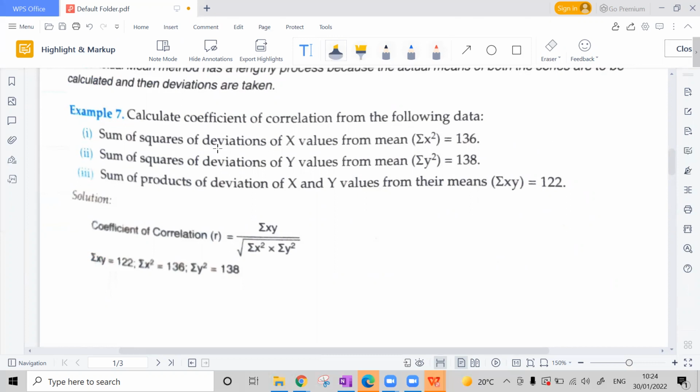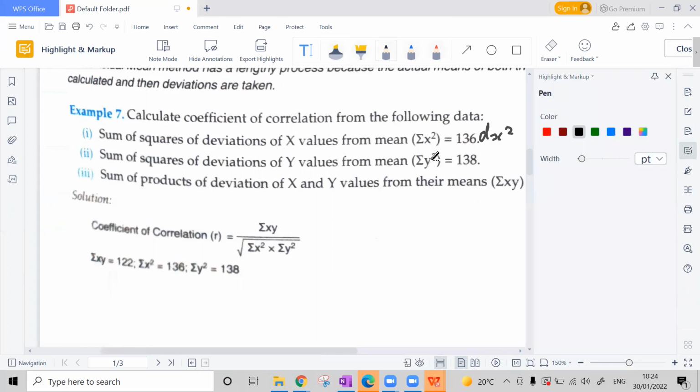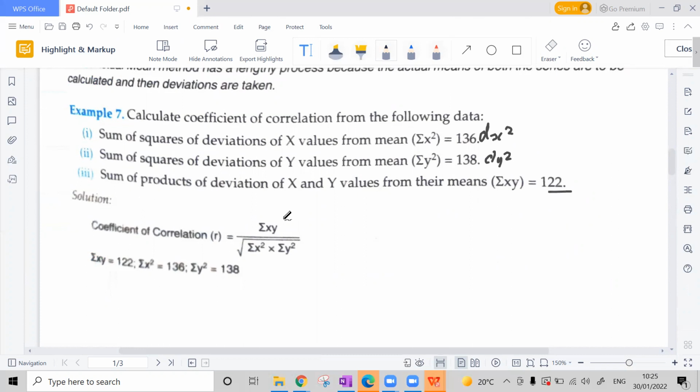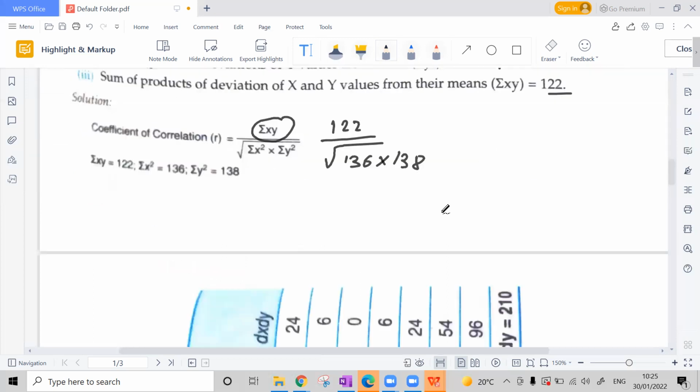Yes, sir. So see, there is one question here. It is just a direct question. Sum of square of deviation of x, that is dx square. You can see this is your dx square. Then sum of square of deviation of y, that is your dy square. And the sum of products of deviations they have given, that is 122. So simply I will put the values. That is, dx dy is 122 and under root it will be 136 multiplied by 138. So this kind of question can also come in the examination. So be ready for such kind of questions.